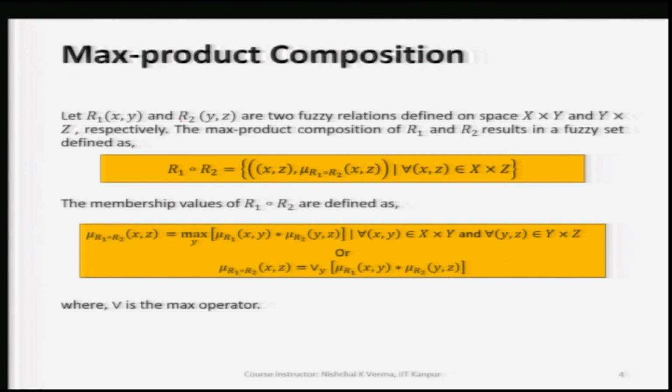Now, how to get this mu R1 O R2 of x comma z? This can be computed by this expression: mu R1 O R2 of x comma z is equal to the max over y of the product of mu R1 x y and mu R2 y z. And here, for every x y belonging into capital X cross Y, and for every y z belonging into capital Y cross capital Z.